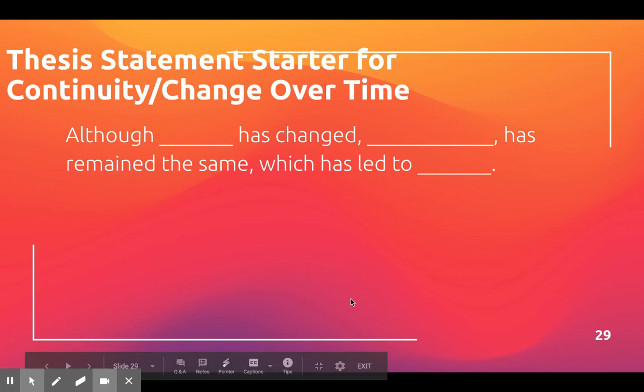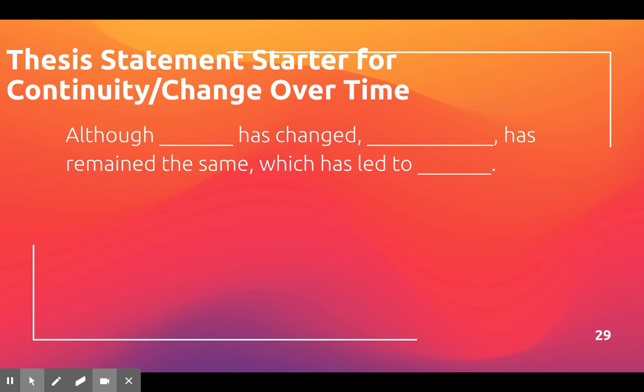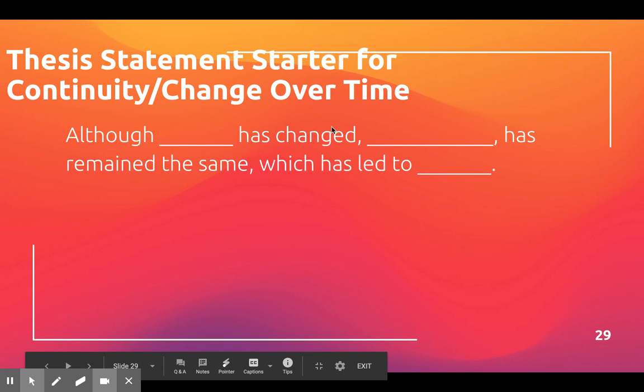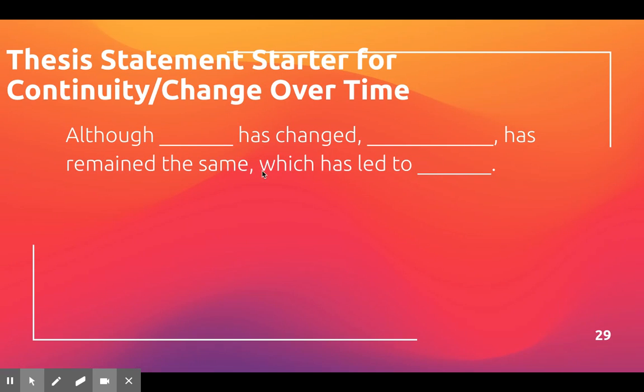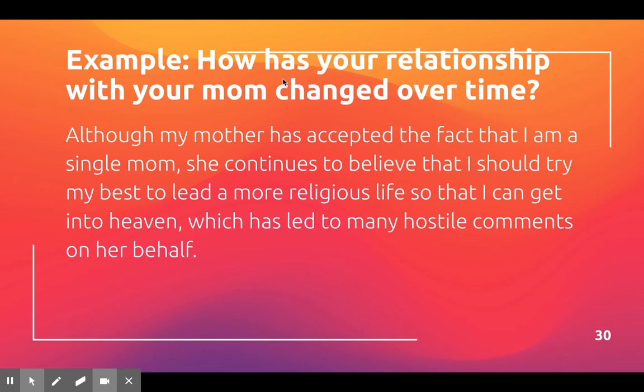Now, if I want to use continuity and change over time, it again looks really similar to compare and contrast. So although whatever has changed, it has remained the same, which has led to blah, blah, blah. So the way that looks, for example, I'm going to use my relationship with my mom. So how has your relationship with your mom changed over time? So although my mom has accepted the fact that I am a single mom, all right, this is my change.